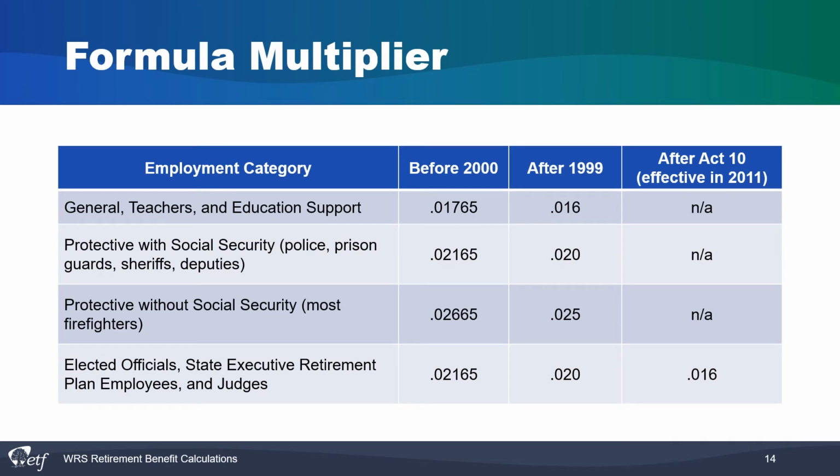The formula multiplier is based on your employment category and whether you earned service for your WRS employment before 2000 or after 1999. Elected officials, state executive retirement plan employees, or judges include a formula multiplier after Act 10, effective in 2011. This formula multiplier is based on state law and actuarial recommendations.